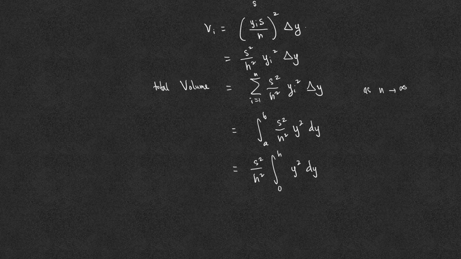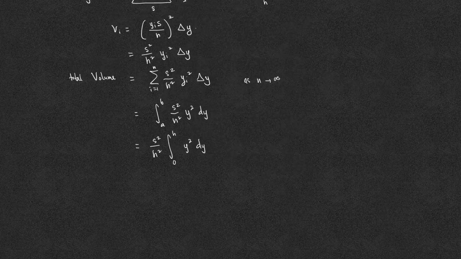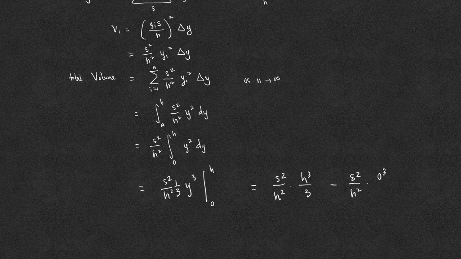To evaluate the definite integral, we first find the antiderivative of y squared, which is 1/3 y cubed, and we keep the constant s squared over h squared. Evaluate it at 0 and h. Plugging in h, we have s squared over h squared times h cubed over 3, minus, plugging in 0, s squared over h squared times 0 cubed over 3. But the second term is 0. And so we end up with s squared times h over 3.